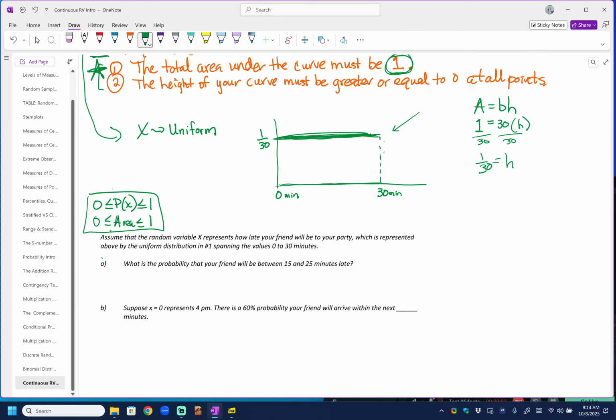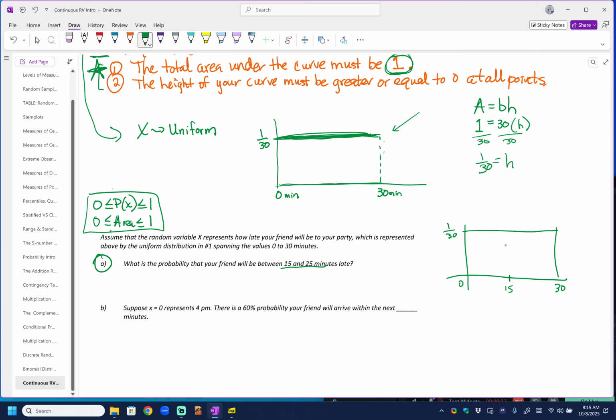If you want to find the probability your friend will be between 15 and 20 minutes late, then what do you do? Let me draw a different picture for each of these. So let's go back to this. This is 30, this is 1/30th, and of course 0 at the origin here. So if I want to be between 15 and 25 minutes late, let's say about halfway is 15 here.